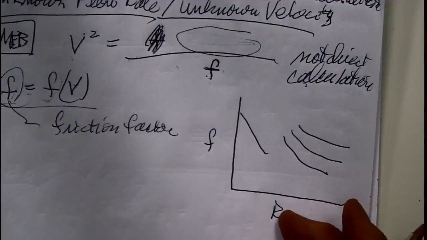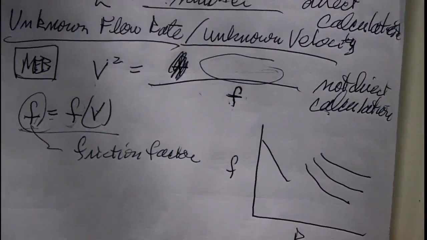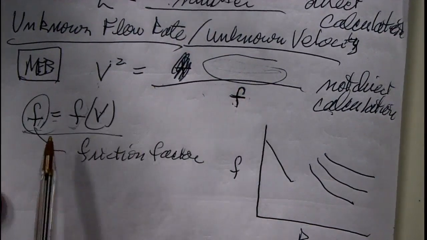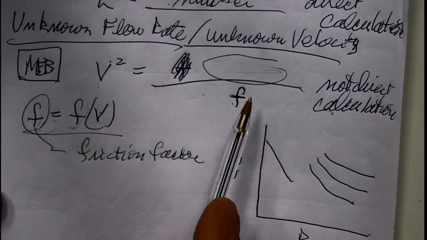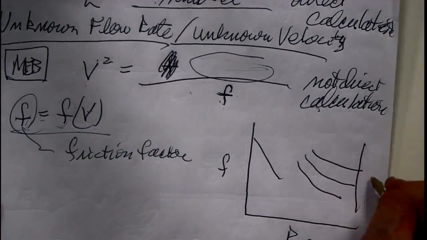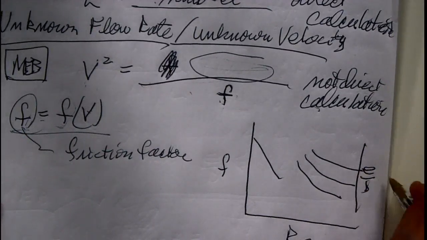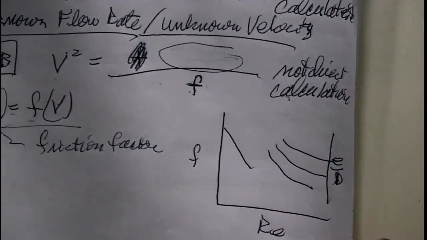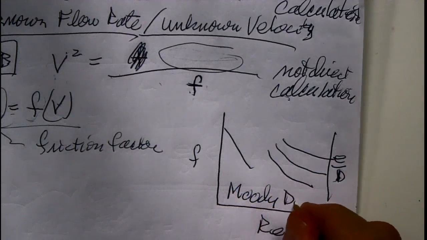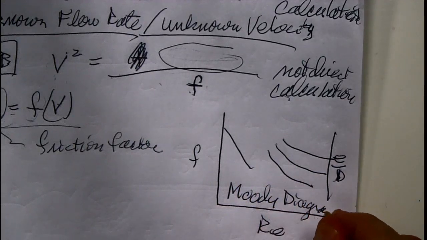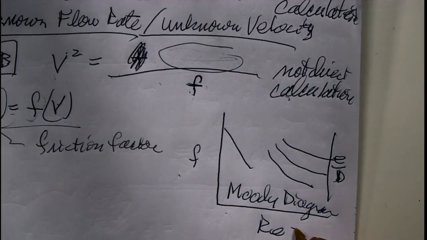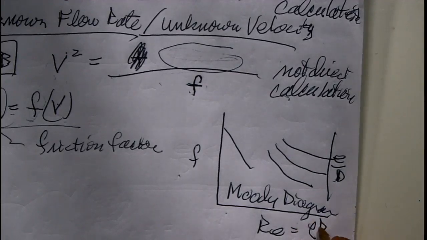I'll get rid of the MEB here for a second. So I have friction factor as a function of velocity, and over here velocity is a function of friction factor. And in here, I have the Moody diagram, right? The Moody diagram, where we find friction factor as a function of velocity. The velocity is sitting in the Reynolds number.